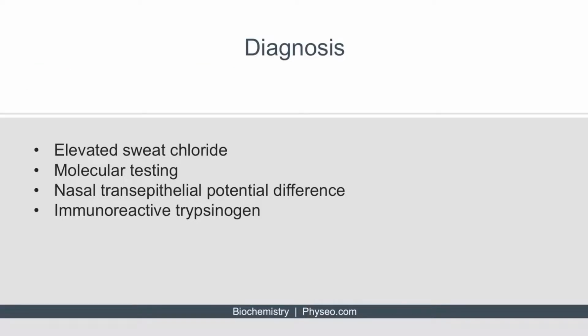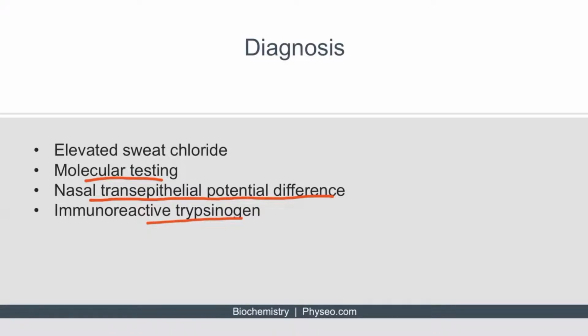Alternatively, a diagnosis can be established with molecular testing or by detecting a negative transepithelial potential difference. This idea is getting at the fact that CF patients have a more negative voltage due to abnormal sodium processing. An alternative screening test is immunoreactive trypsinogen.